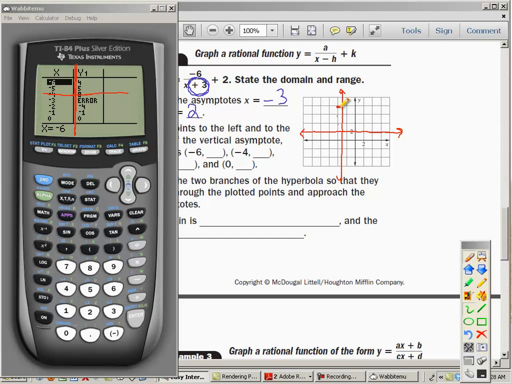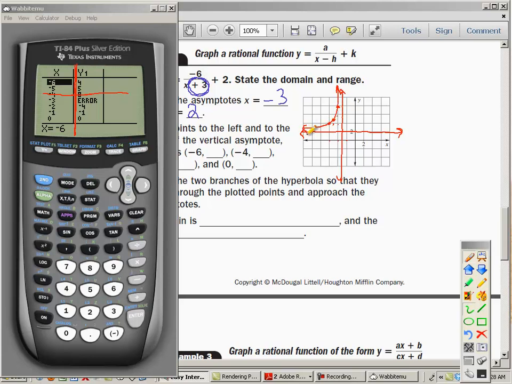I'm sorry, I've got to go the other way. At -5, we should be at 5. So -5, up 2, 4, 5. And at -6, we should be at 4. So -6, and up 2, 4 right in there. All right, and so there's one branch of our hyperbola.